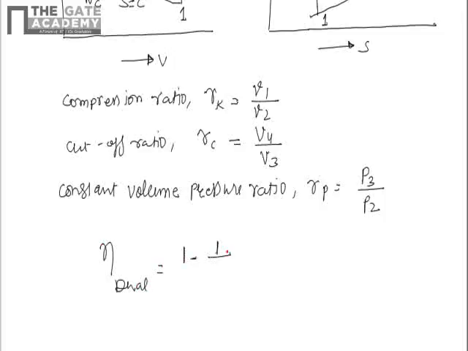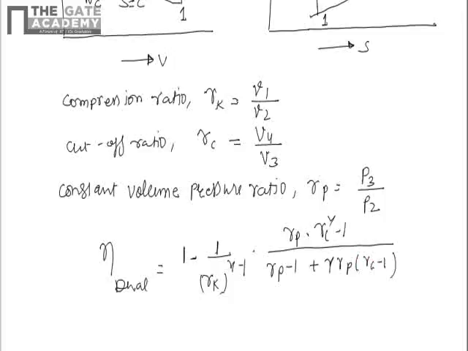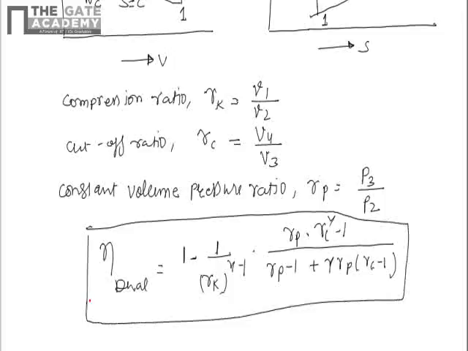So efficiency equals 1 minus 1 upon Rk to the power gamma minus 1, into Rp into Rc to the power gamma minus 1, divided by Rp minus 1 plus gamma Rp into Rc minus 1. So this one is the formula related to the dual cycle. I will again repeat: 1 minus 1 upon Rk to the power gamma minus 1, Rp into Rc to the power gamma minus 1, divided by Rp minus 1 plus gamma Rp into Rc minus 1.